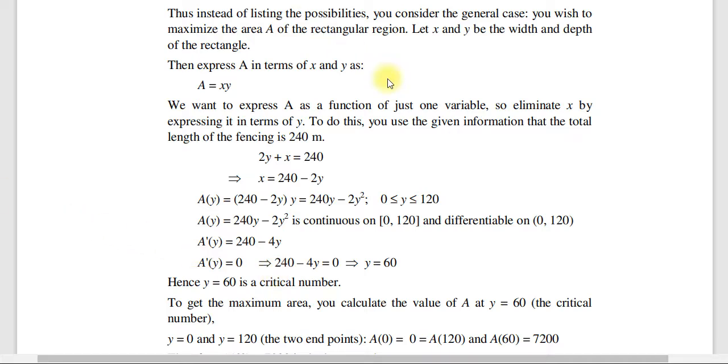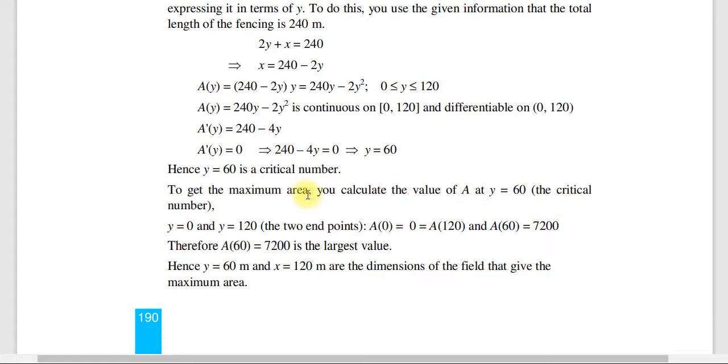So ምንፈልገው candidates ወይም extreme value ምንፈልገው በማንና በማን ነው ማለት ነው? በ0 በ60 እና በ120 ቁጥሮች ነው ማለት ነው. So, to get the maximum area, you calculate the value of A at y is equal to 60, which is a critical number, y is equal to 0 and y is equal to 120 ማለት ነው. The two end points ማለት.